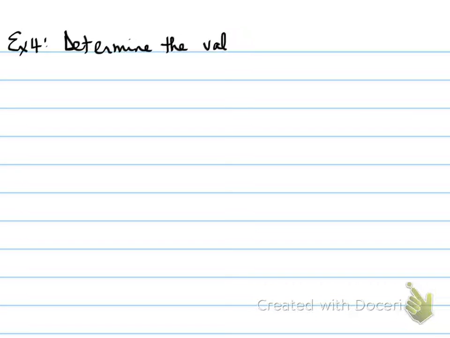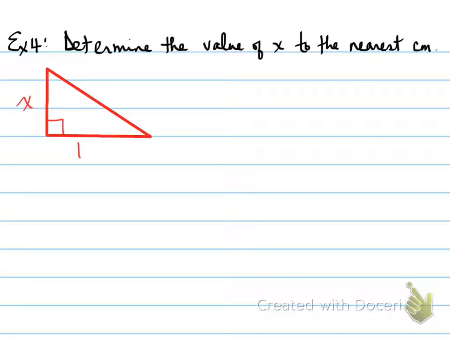Example number 4. Determine the value of x to the nearest centimeter. So here's our x and here's our values here. That's all you're given. We need to find x. So we have our marked angle. What side is 15 with respect to our marked angle? That's right, hopefully you're thinking the adjacent, and x is directly opposite the 32.